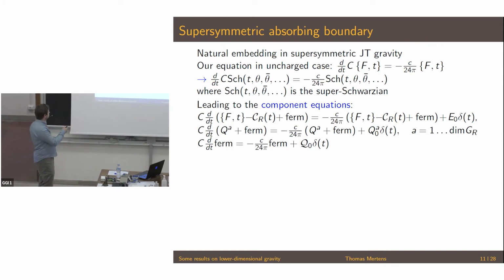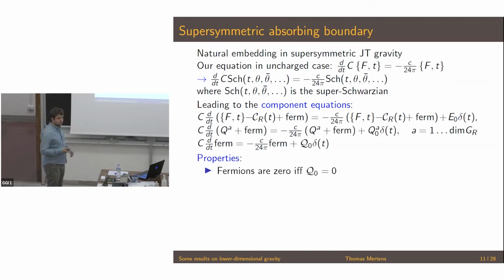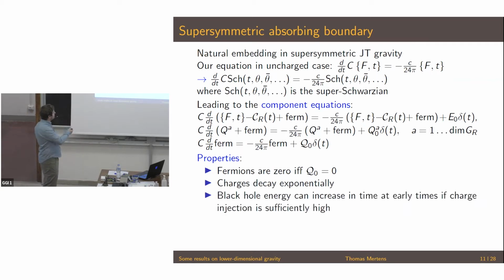So the first one is just energy conservation. Then you have charge conservation for each of the charges there are, in this case, in the R symmetry group of the superalgebra. And then you have a dissipative equation for the fermions as well. And you can analyze the system a little bit. So some of the properties are, you can consistently turn these fermions off as long as you don't send any supercharge into the system to begin with, which is something you physically don't really want to do. The charges again all decay exponentially in this case, and then the black hole energy, again, can increase at early times if the charge injection is sufficiently high. So you get exactly the same kind of conclusions as before.